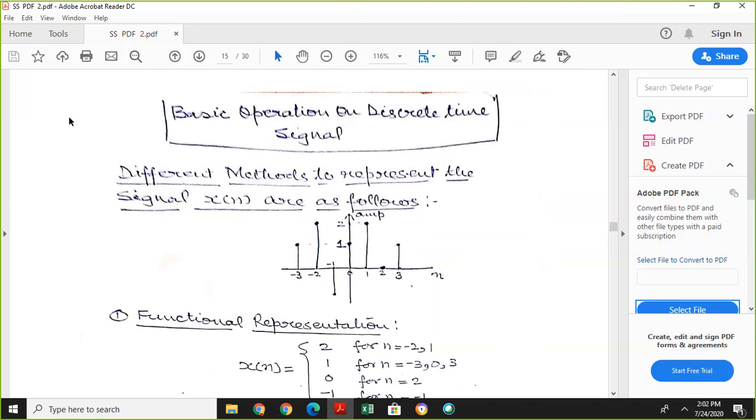Hello students, good afternoon. Today we will discuss basic operations on discrete signals, how to represent a discrete signal, and convolution. First we discuss different methods to represent a signal x of n.